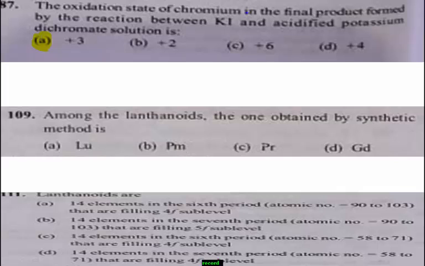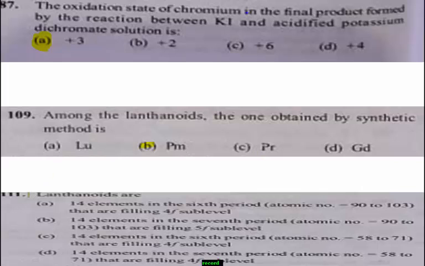If you want to know more about promethium, it was first made and studied in 1946. The only isotopes of Pm which have been made so far are radioactive. So promethium is the right answer because it is obtained by synthetic method. Therefore B is the right answer. Remember, option C is Pr, which means praseodymium.